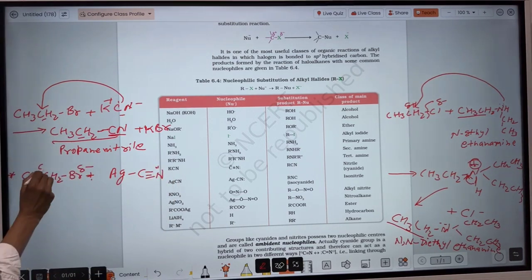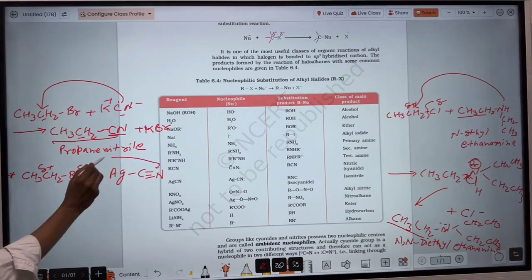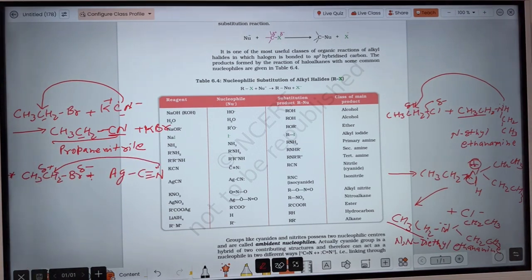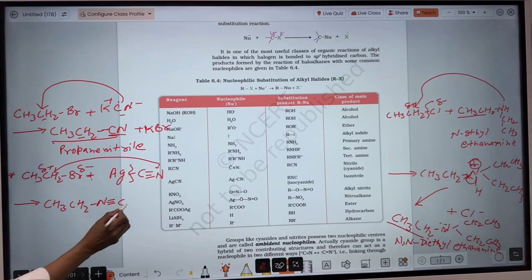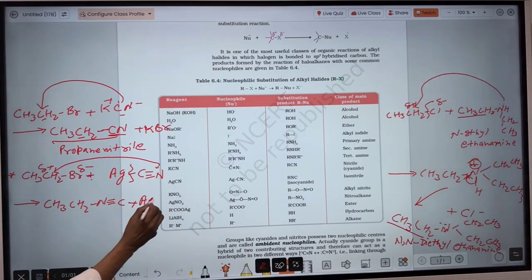Now here, slightly negative charge, here slightly positive charge. So nitrogen will get attached toward this carbon atom. Then the bond here will dissociate, so the compound becomes this, and silver will dissociate from here. That will combine with bromine and become AgBr.